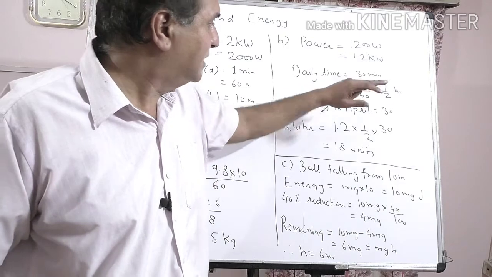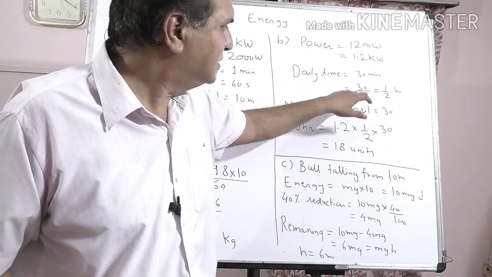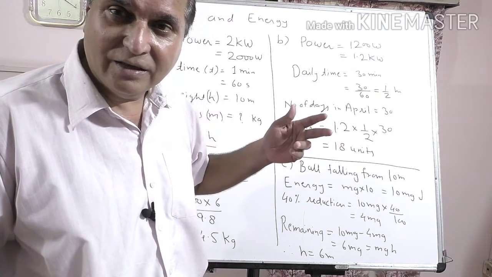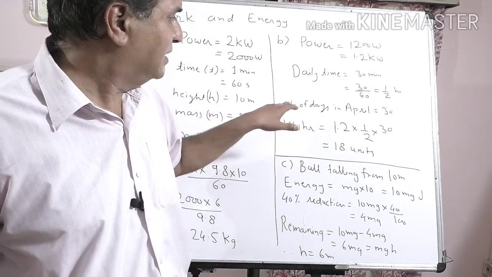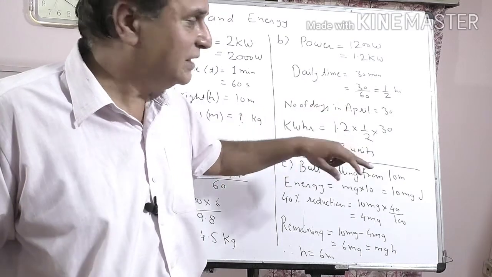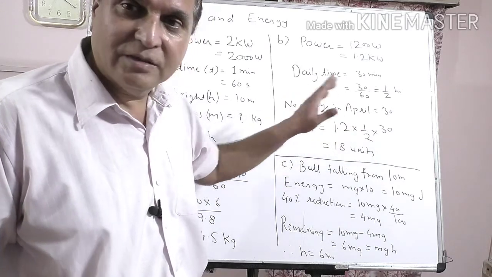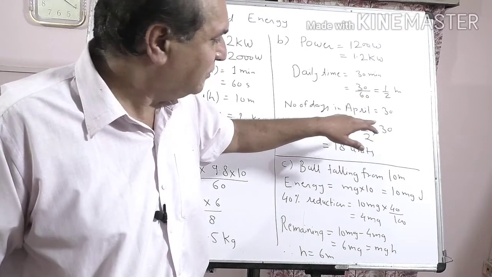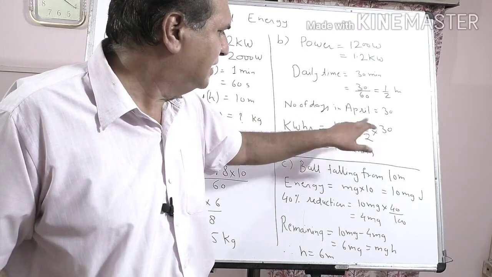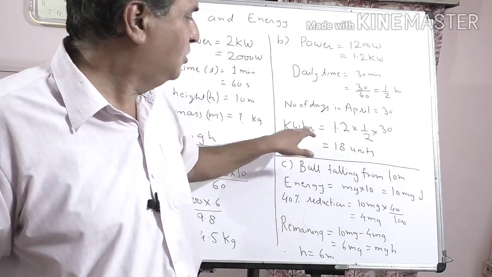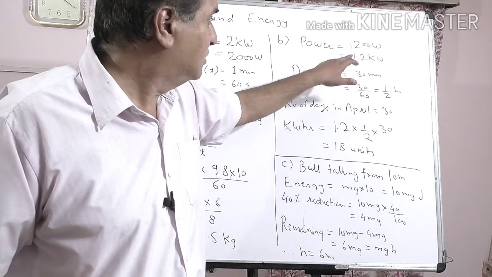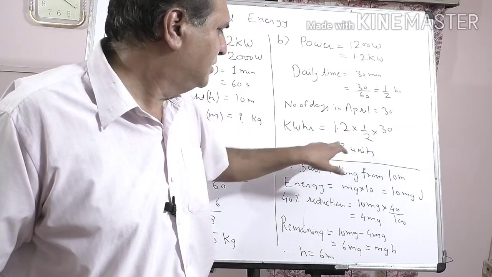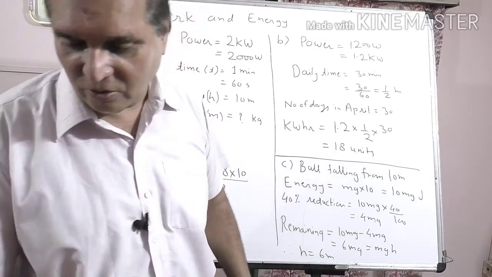Now daily time 30 minutes. So 30 upon 60, that is half hour. Okay, number of days in April is 30. So total consumption, total hours in April, every day half. So for 30 days, half into 30, that is 15. So total kilowatt hour is 1.2 kilowatt, hours half into 30, total 18 units, 18 kilowatt hour.